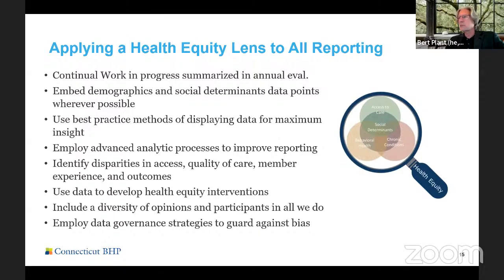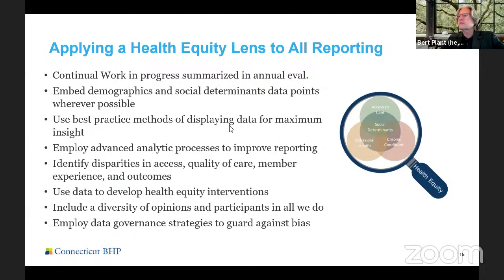We do an annual summary every year as part of our standard reporting. We look to embed demographics and social determinant data points wherever possible in any of our dashboards or reporting. We try to use the best practice of displaying data for maximum insight, meaning that some methods of displaying data can really underestimate or hide disparity and others can enhance it.